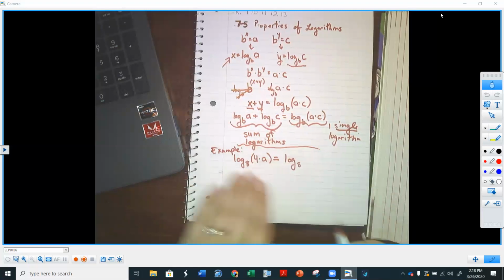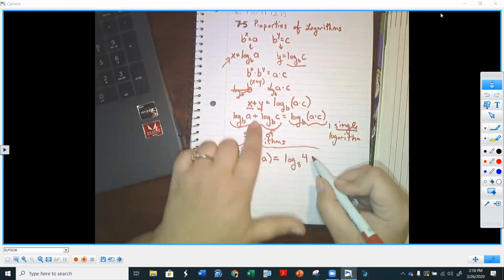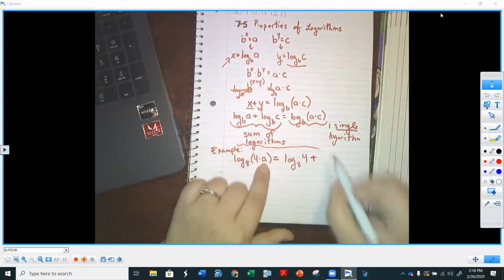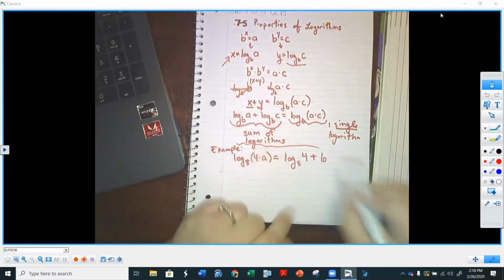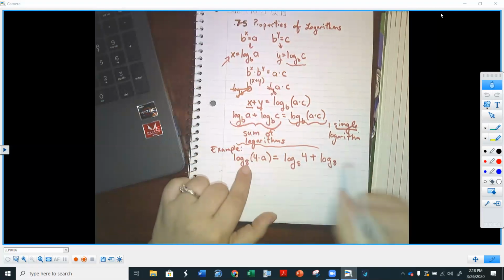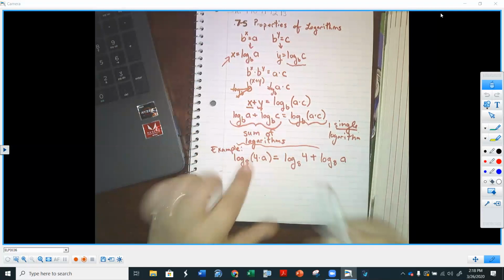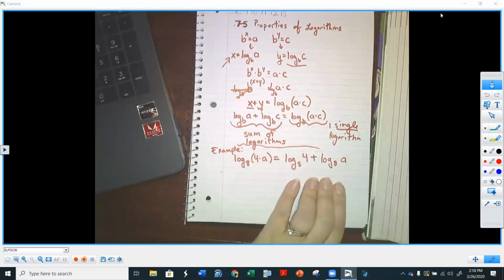With this example, I have log base 8 of 4 plus, because this had a plus over here, log base 8 of a. Do you see that I had both log base 8? Whatever base you have, you're going to keep those same bases. This is the single log. This is the sum of logarithms. This is it. You are done. This is the amount of work you have to do.